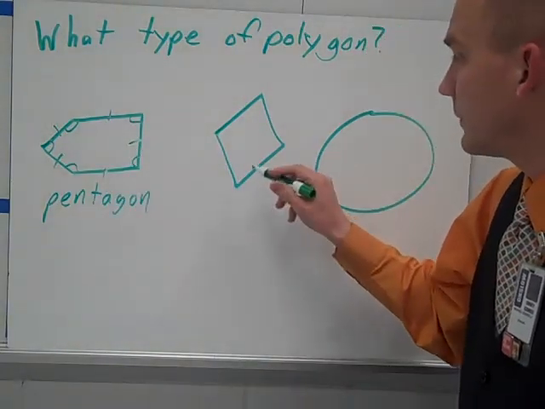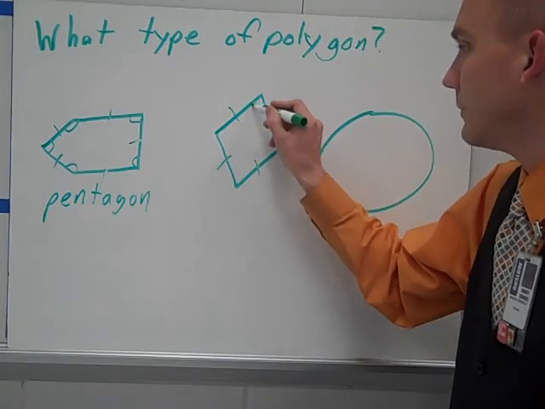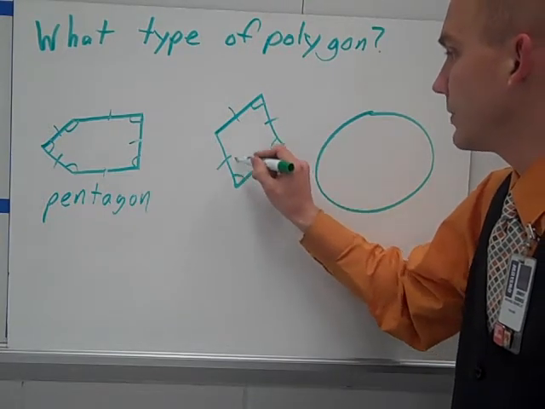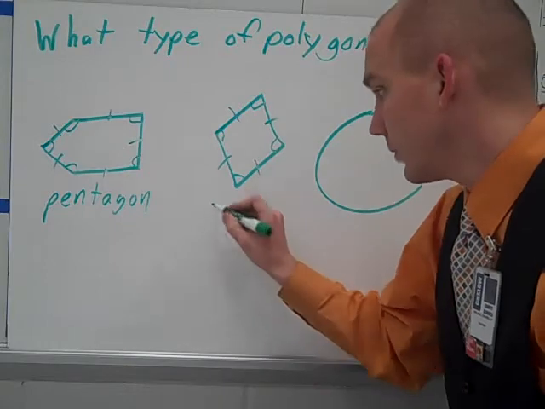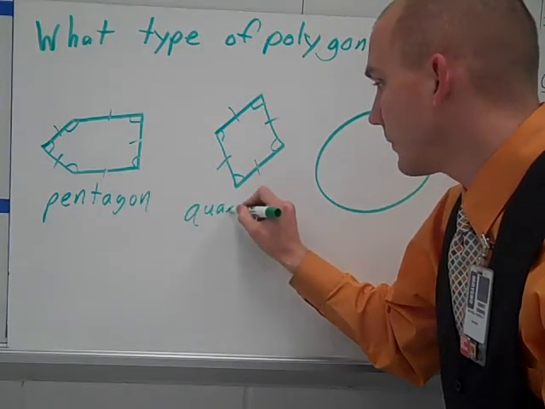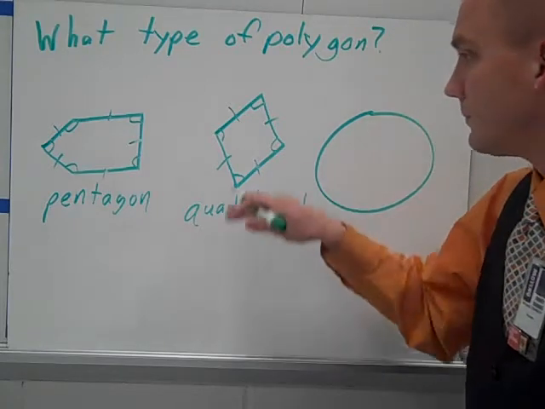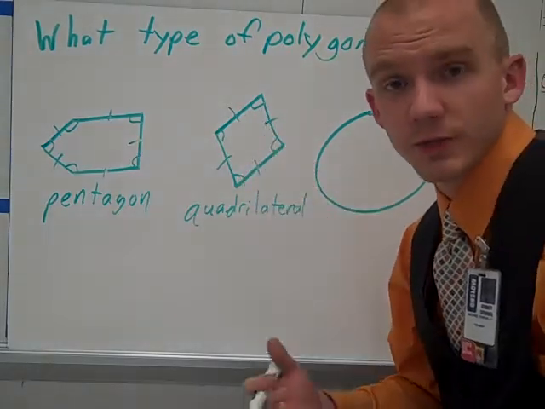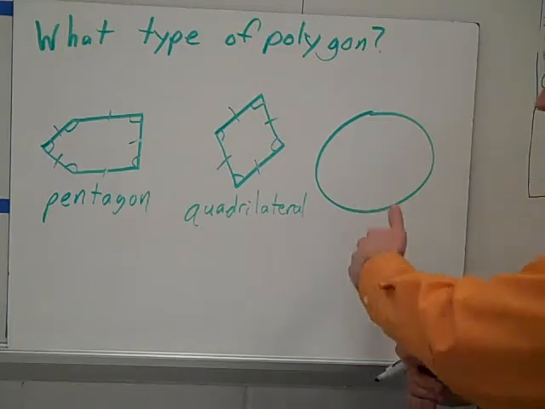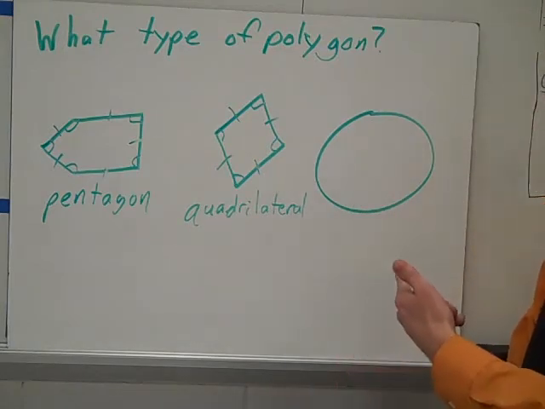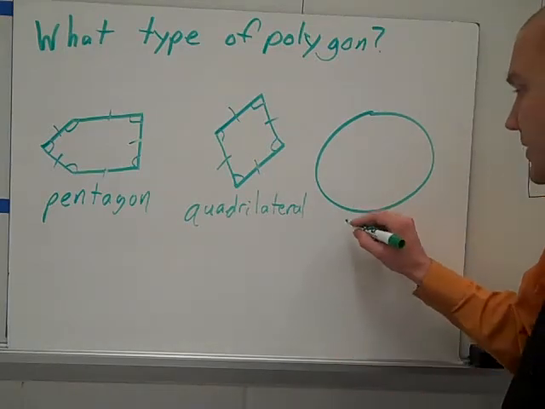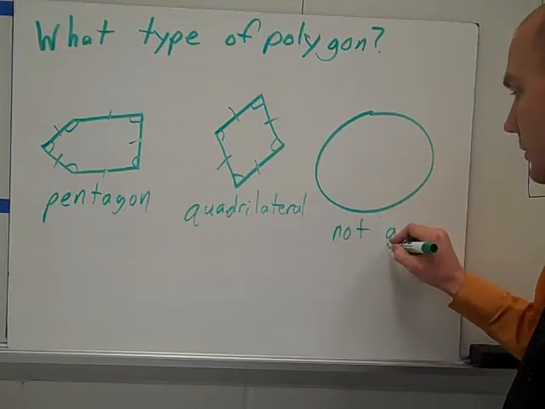This one, 1, 2, 3, 4, 1, 2, 3, 4. Oh, that's a quadrilateral. So this is a quadrilateral, has 4 sides, 4 angles. Finally, this was the trick one. Did you pick a polygon? Because you shouldn't have. This one is actually not a polygon.